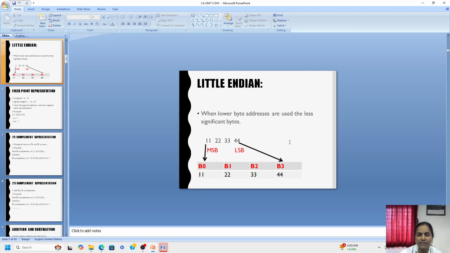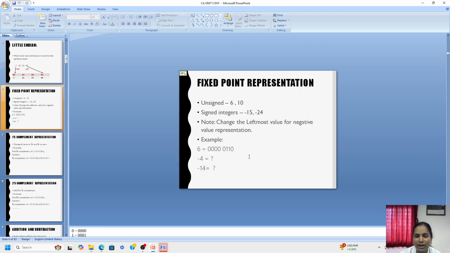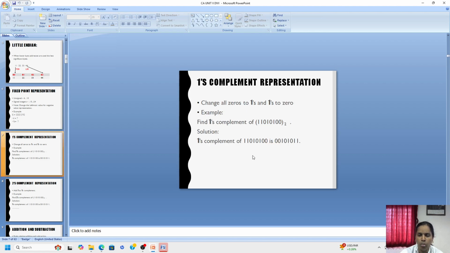Little endian is vice versa of big endian, when the lower byte addresses are specified for the least significant bytes and the most significant bytes are placed in the later part of the byte addresses. Fixed point representation uses both signed numbers as well as unsigned numbers, which are all given as an input to the ALU.